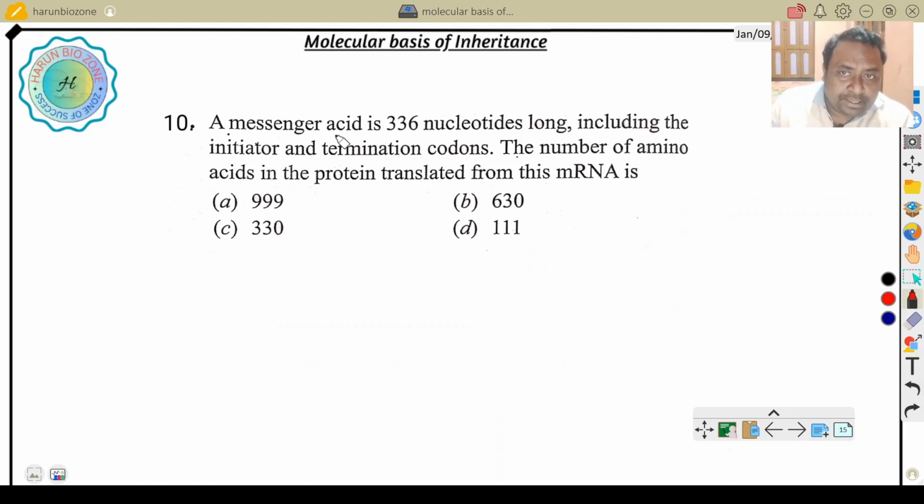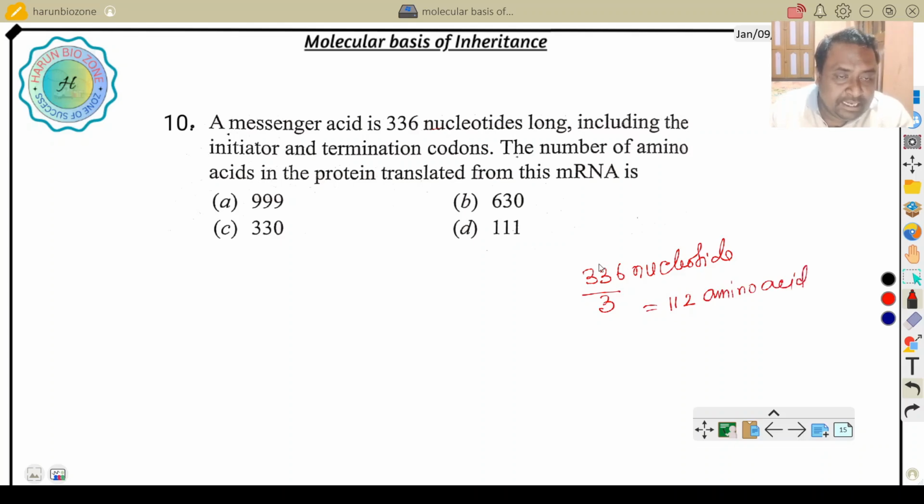A messenger RNA is 336 nucleotides long. Three nucleotides produce one amino acid. So if we divide, 112 amino acids are produced from 336 nucleotides, including initiator and terminator codons. Initiator, terminator, the number of amino acids in the protein.